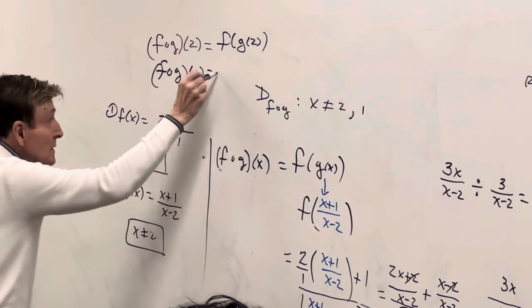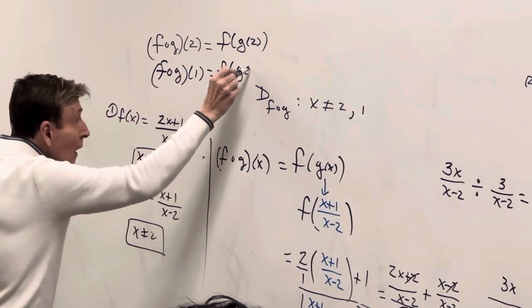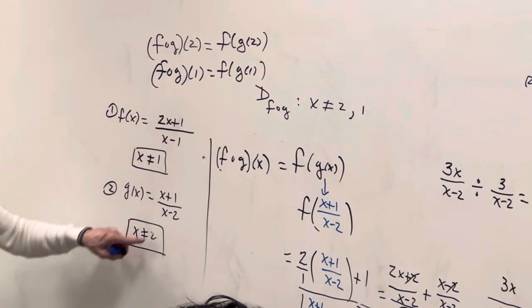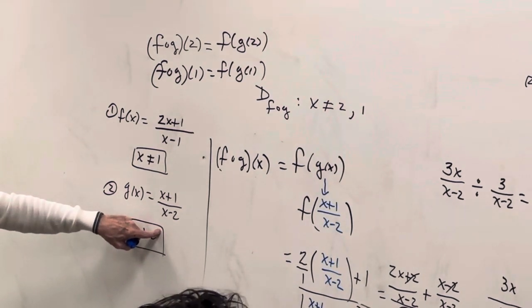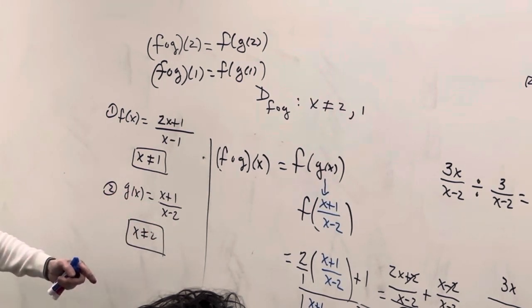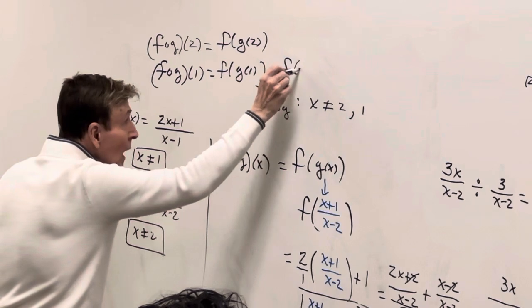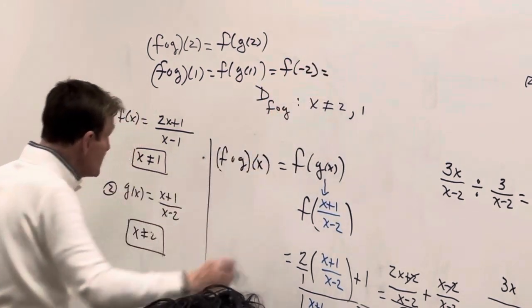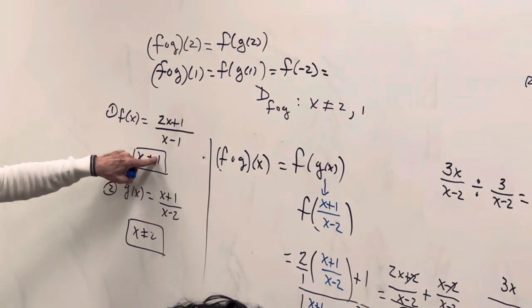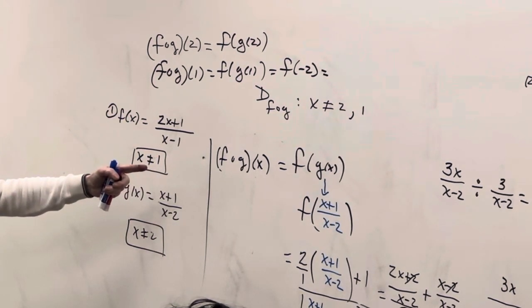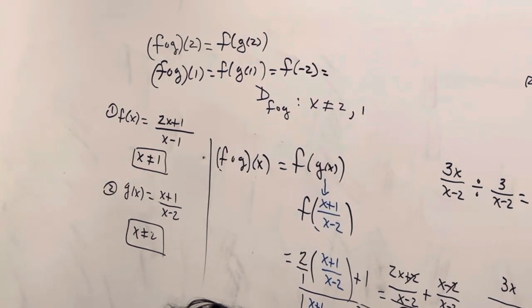Can I put a 1 in down here? Is it valid? If I put a 1 in down here, what's that? 2 over negative 1 is negative 2. Let's see if I can finish it up. Now, is it okay to take negative 2 back up here and not run into an issue? Could I actually replace X by negative 2 and get an answer? So 1 is okay.